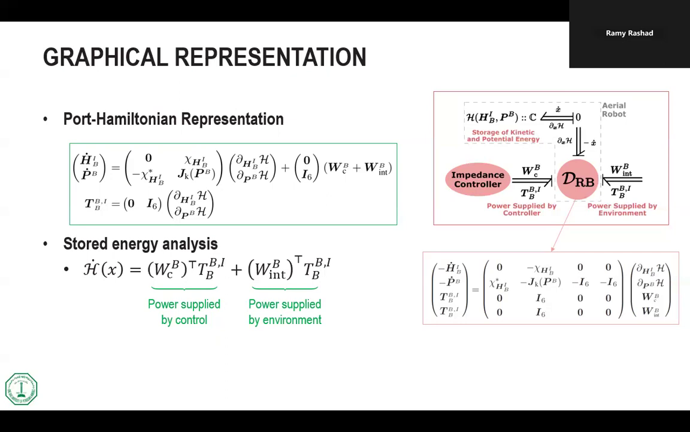If you do that, what happens here? First of all, it has to be with a minus sign. So the wrench is equal to minus KD multiplied by the twist.